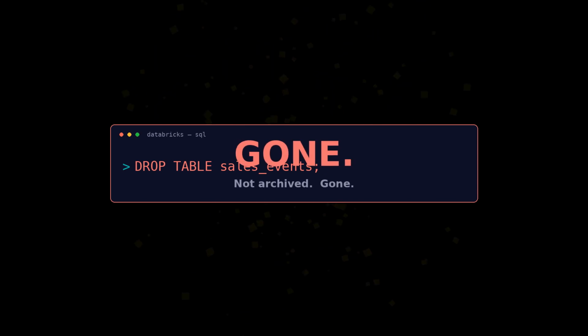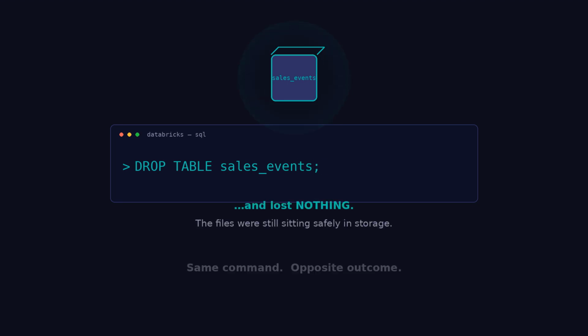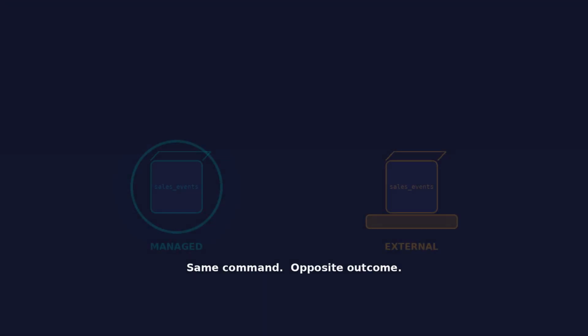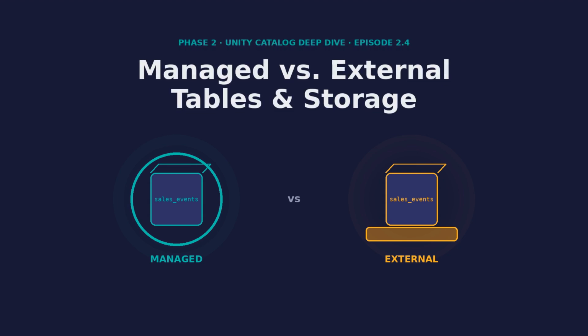Not archived, gone. Now, here is the twist. His colleagues ran the exact same command on a table with the exact same name in the exact same catalog and lost nothing. The files were still sitting safely in storage. So same command, opposite outcome. The only difference: one table was managed, the other was external.